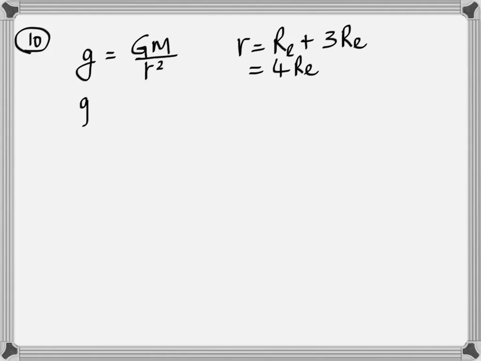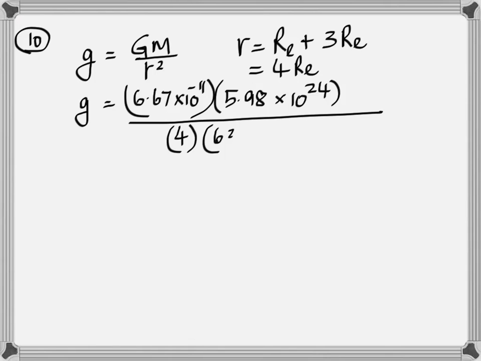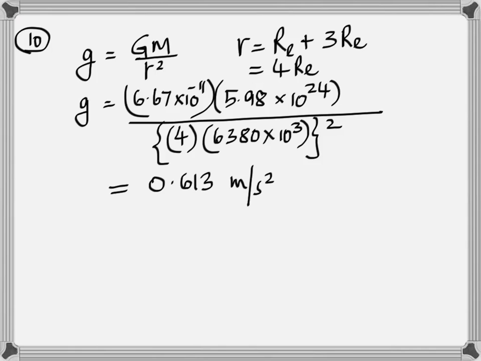And the last question, g is GM divided by distance squared. But here the distance is 4 times the radius of the earth. So it is just a matter of putting in the numbers now. And the kilometer has to be changed into meter. And you get 0.613 meter per second squared.